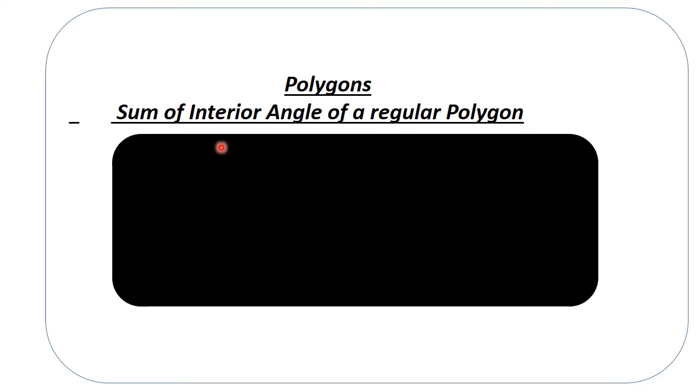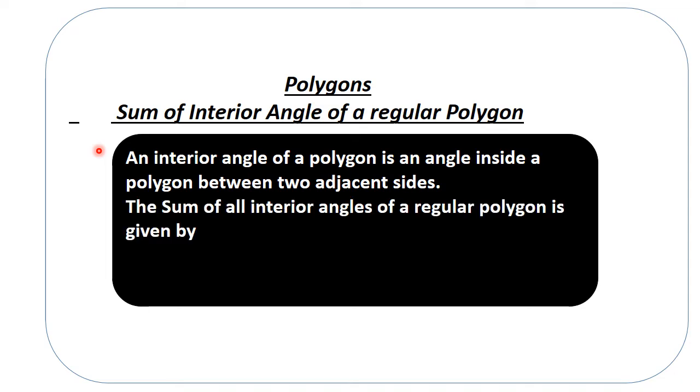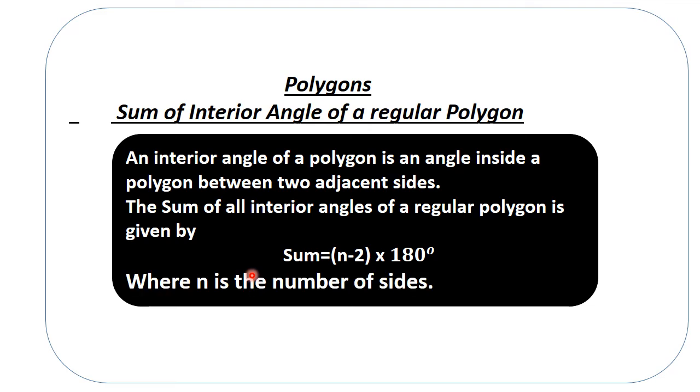So we're going to first take a look at the sum of interior angles of a regular polygon. An interior angle of a polygon is an angle inside the polygon between 2 adjacent sides. 2 adjacent sides mean 2 sides which are connected. The angle in between them inside the polygon is called an interior angle. The sum of all interior angles of a regular polygon is given by this formula: sum is equal to (n minus 2) times 180, where n is the number of sides of that polygon.